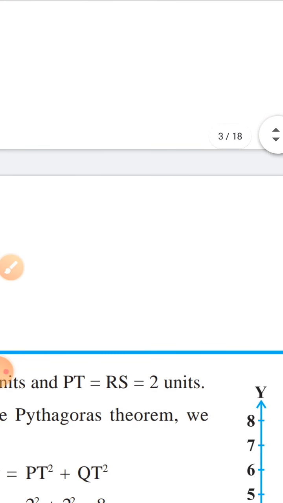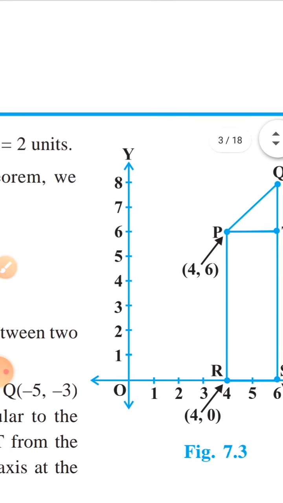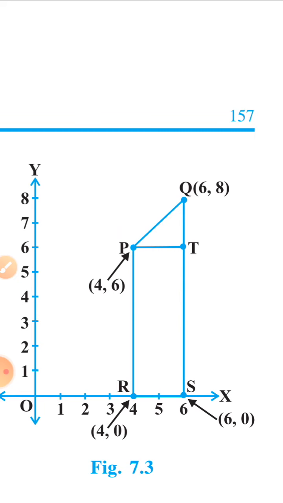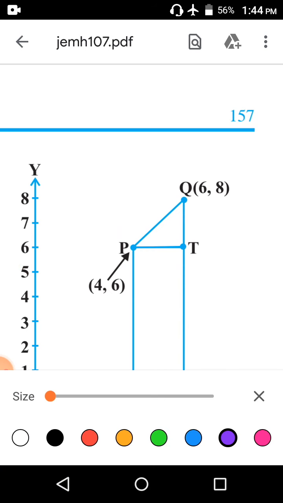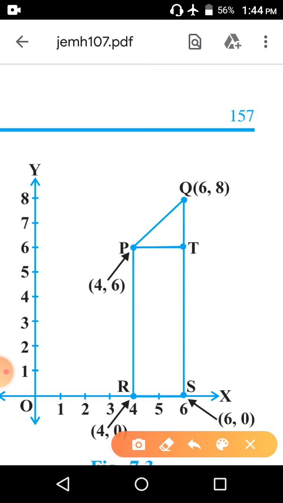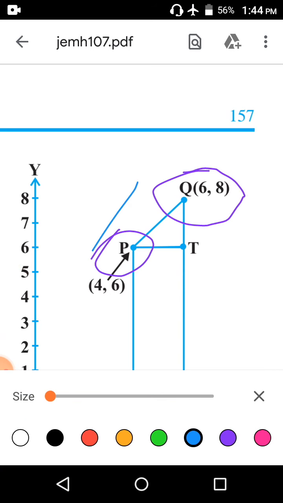Now, in general, suppose the two points are in the same quadrant, but they are not on the x-axis or the y-axis. Then how will you find the distance? We will have to understand it like this. Look at these points: one is point Q, another is point P, and we are trying to find the distance PQ between them.